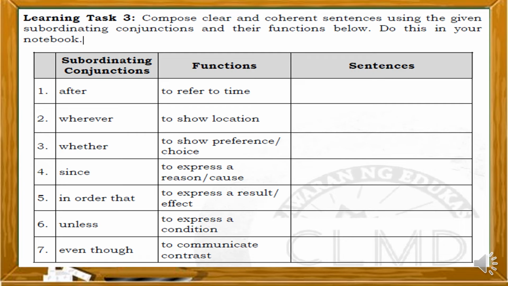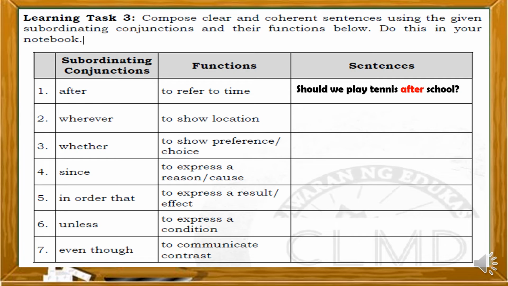Number 2, wherever, to show location. Number 3, whether, to show preference or choice. Number 4, since, to express a reason or cause. And number 5, in order that, to express a result or effect. And number 6, unless, to express a condition. And number 7, even though, to communicate contrast. So again, I will give you time to answer this.